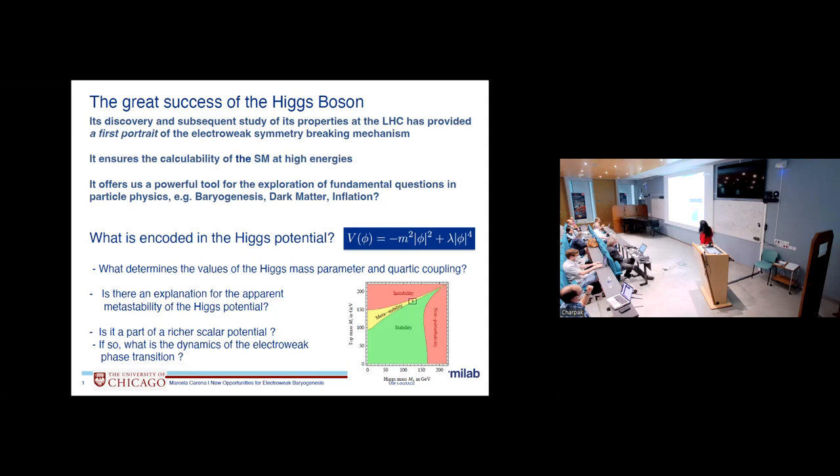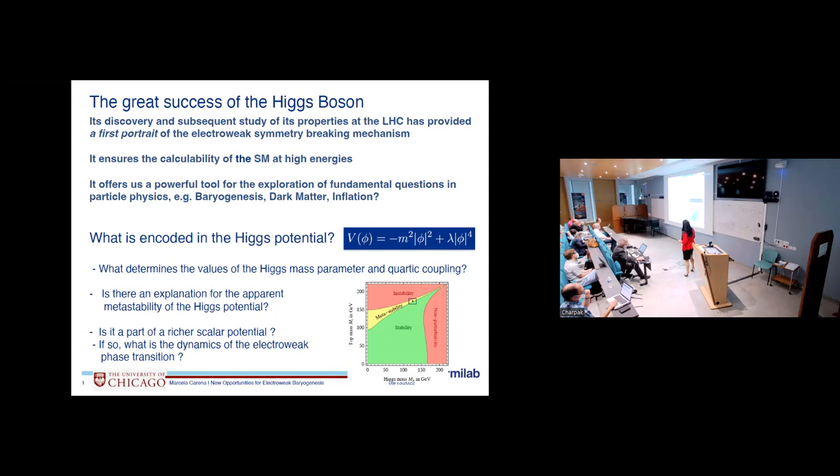So a small introduction, as I said, then we will go on to what the heck is really the process of electroweak baryogenesis, and then I will try to give you three examples I like very briefly. So the great success of the Higgs boson, its discovery and subsequent study of its properties at the LHC, has provided the first portrait of electroweak symmetry breaking, and it offers a powerful tool for the exploration of fundamental questions in particle physics, for example, baryogenesis and matter inflation. Of course, I will concentrate on baryogenesis today.